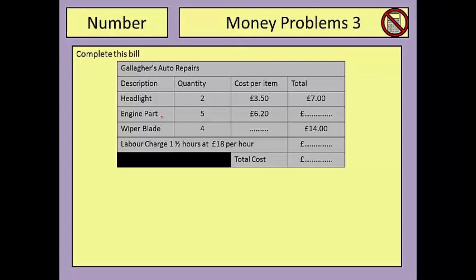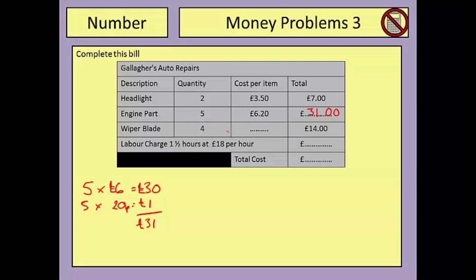So there's an engine part and I needed 5 of them. Each one costs £6.20. Now there's lots of different ways of doing this, but we need to look at some specific non-calculator methods. So the way that I would go about this is you could think of this as £6.20, in which case you've got 5 lots of £6, which is £30, and you've also got 5 lots of the 20p. And 5 lots of 20p is £1. That means that in total you have £31 there. So let's just add this into my box. £31.